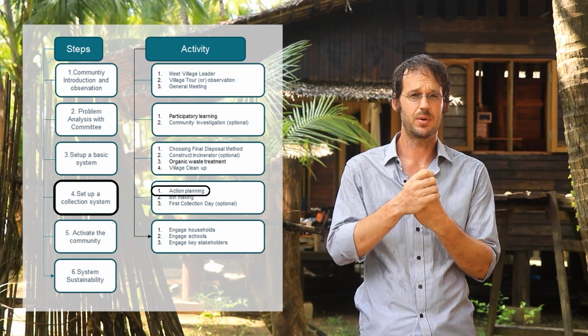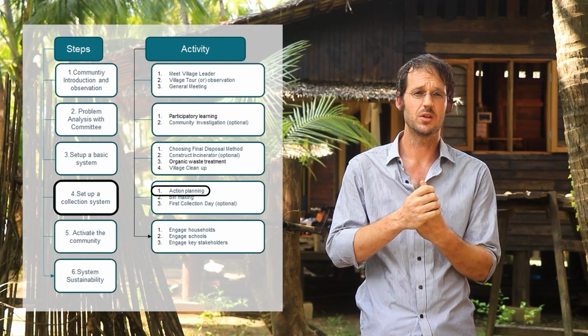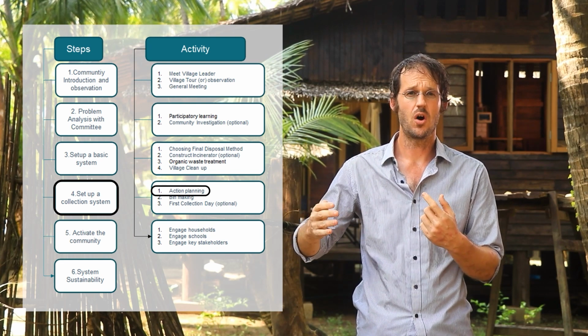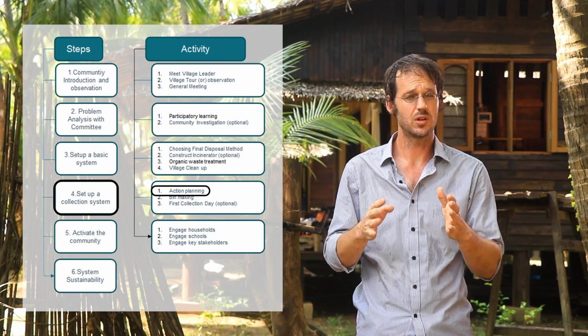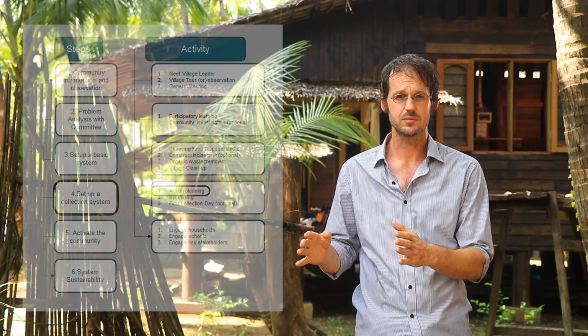The first one is about action planning. This is where you will work with your committee to define which is the right waste collection system for the village. The second one is all about bin infrastructure. So we will show which kinds of bins are available and which could be useful in your waste collection system. The third activity is then kickstarting your collection system. So we will have a look into the very first day when your collection is actually happening.